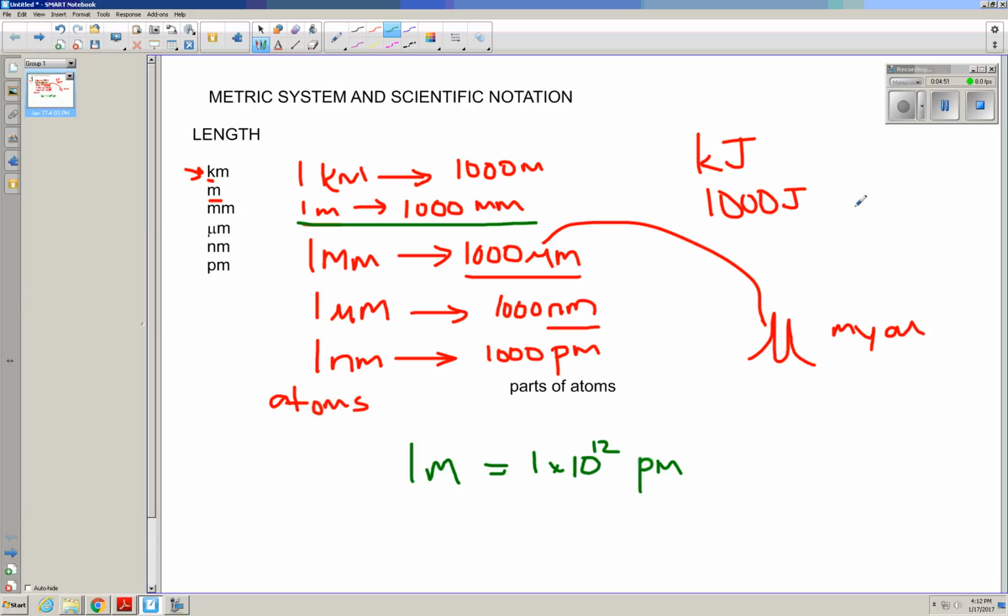A picometer is a quadrillionth of a meter. So take that meter stick you're holding in front of you and chop it apart a quadrillion times. And each little tiny piece is a picometer.